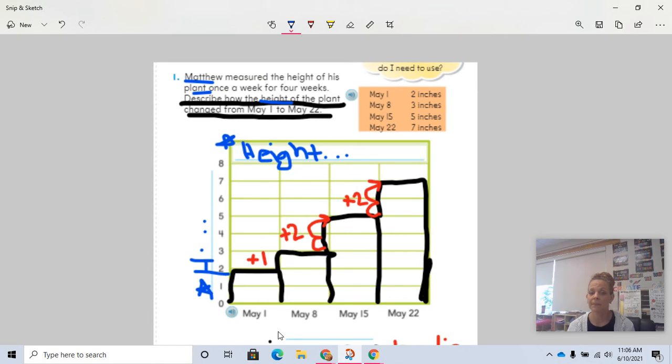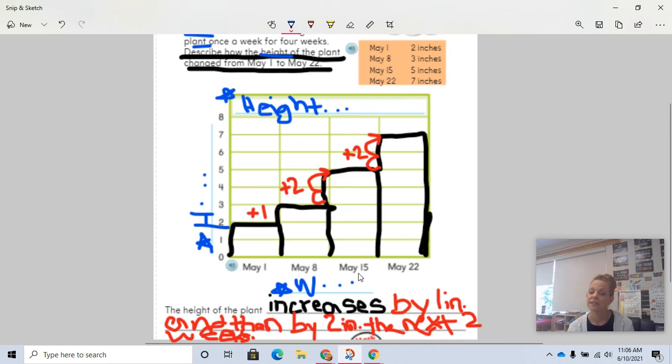We also need to be able to label down here and say what these categories are standing for. And we said that these were the weeks measured. So we need to make sure we have a title, our labels, and then we can fill in our bar graph based on this data. Today we bumped it up a notch by explaining what happened with this information to describe how the height of the plant changed. We said it increased, but remember, we had to add on to show that we understood how it increased each time.